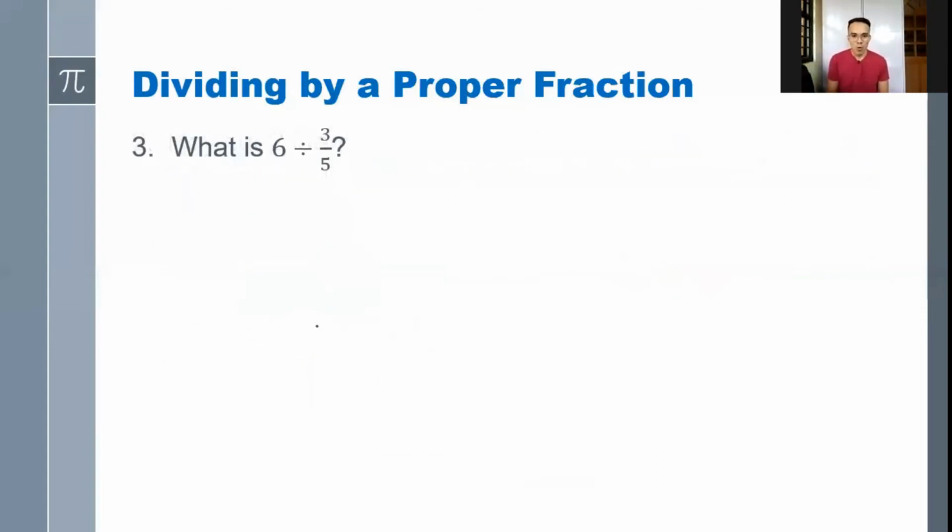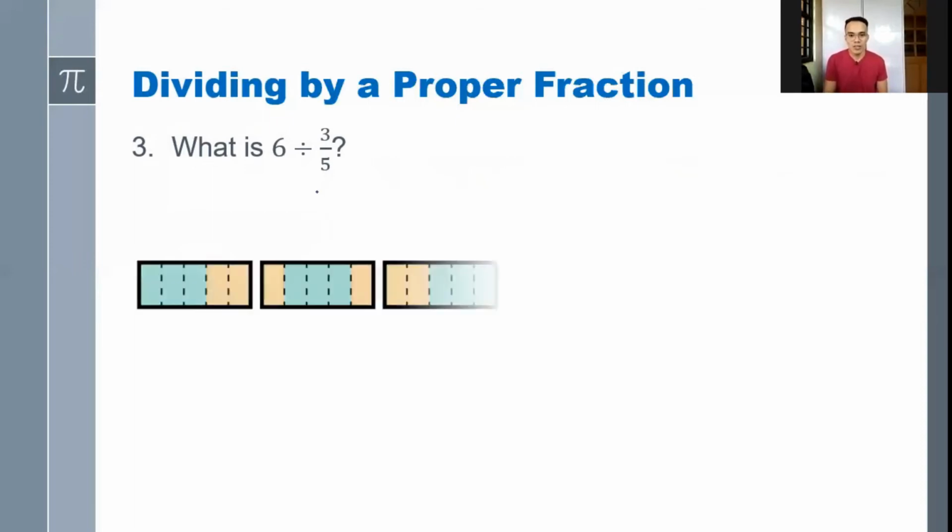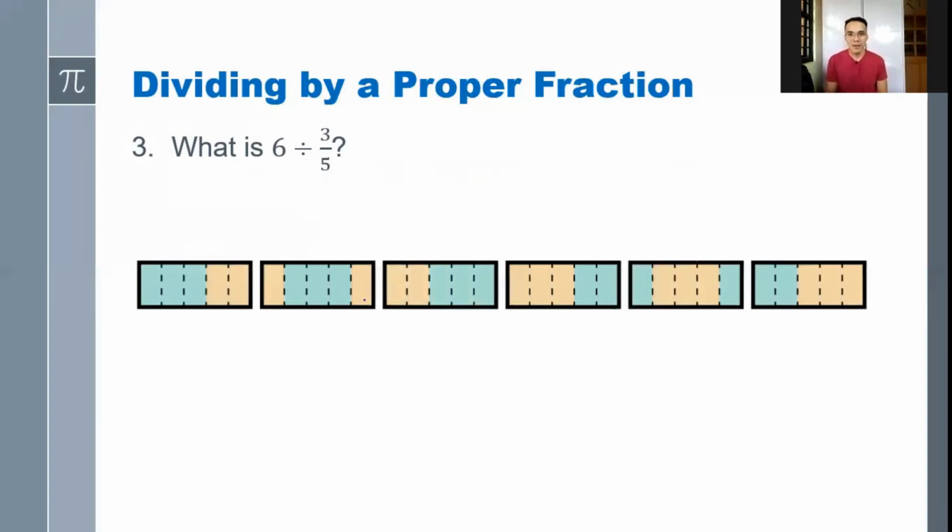Number 3, what is 6 divided by 3/5? Or how many 3/5 are there in 6 wholes? First, we must have 6 wholes. There are 6 wholes here, and each whole should be divided into 5 equal parts because we want to divide the 6 wholes by 3/5.